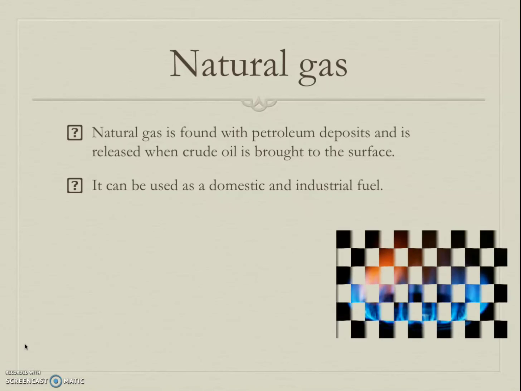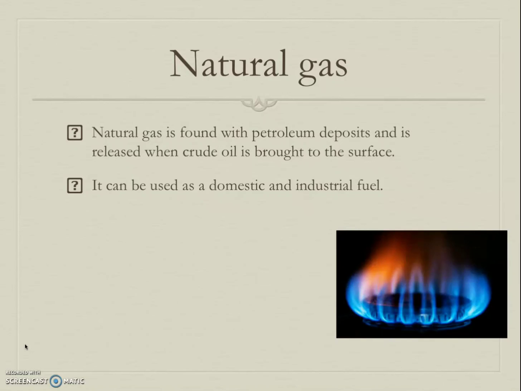Next, the last one is natural gas. Natural gas is found with petroleum deposits and it is released when crude oil is brought to the surface. It can be used as a domestic and industrial fuel. More than 50% of global natural gas reserves are found in the United States of America, Russia, Iran, and Qatar. In India, the Krishna and Godavari Delta, Assam, Gujarat, and some offshore areas in Mumbai have natural gas resources.